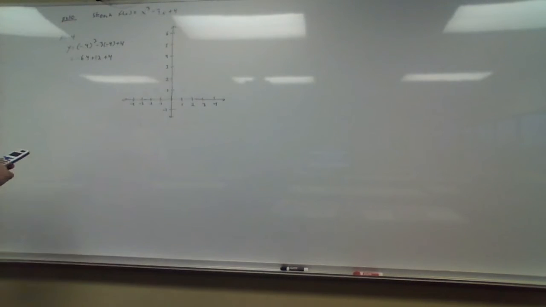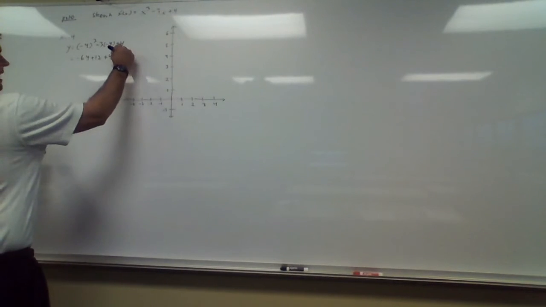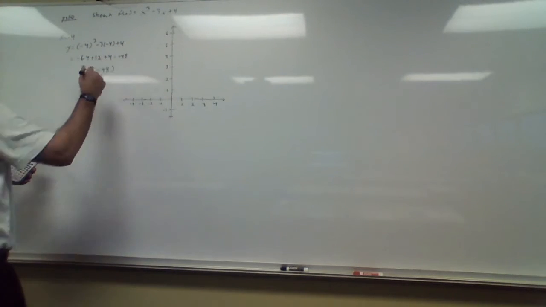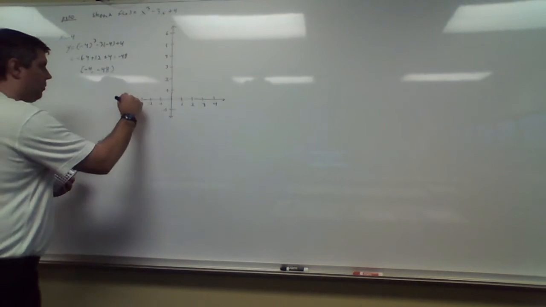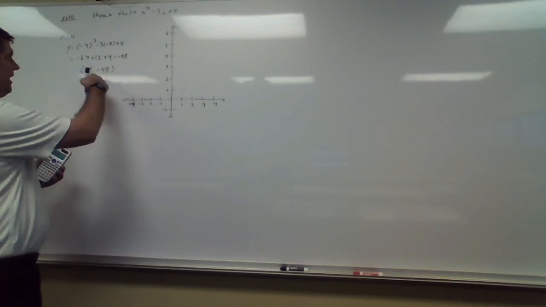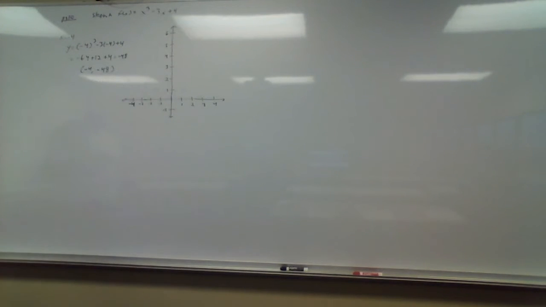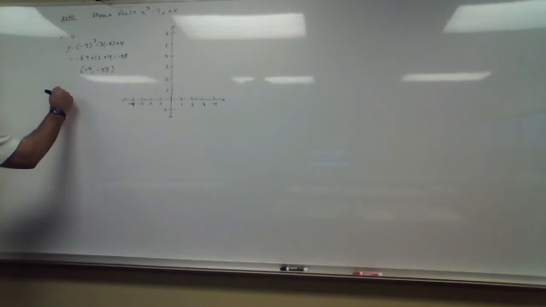So negative 64 plus 12 plus 4 is negative 48. So the first point would be negative 4, negative 48, which doesn't come anywhere close to fitting, because that would be way down here below. So it doesn't come anywhere close to fitting, so I won't even bother to plot it.